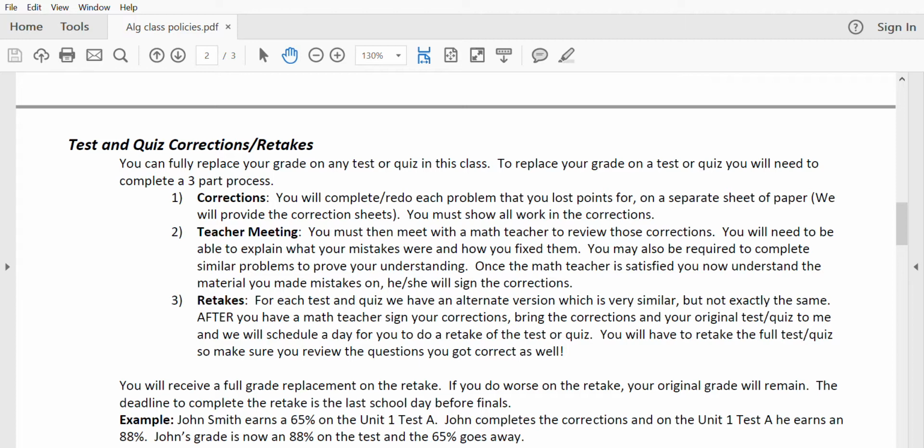Now, you have the corrections signed, so you bring them to me, and we schedule a date to do a retake. Now, just so we're clear, a retake will not be literally the same exact test, but it will be an alternate version, which is very, very similar. Sometimes all we do is just change a few numbers in a problem so that the work and the answers aren't exactly the same. Once you have taken that, I will grade it, and whichever grade, your first effort or your second retake, whichever is better, we'll give you that grade.